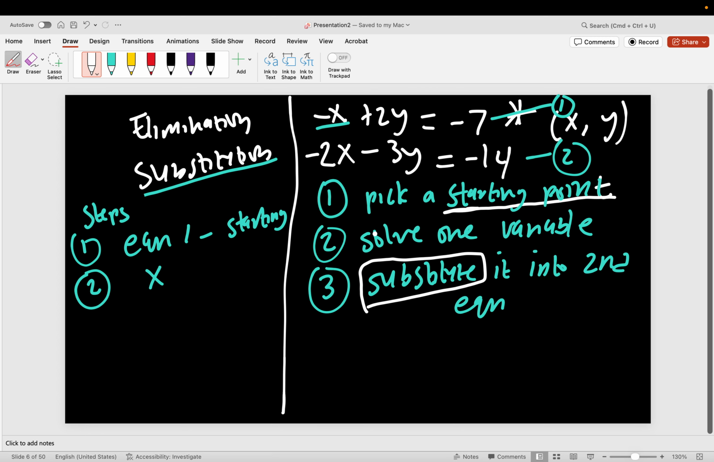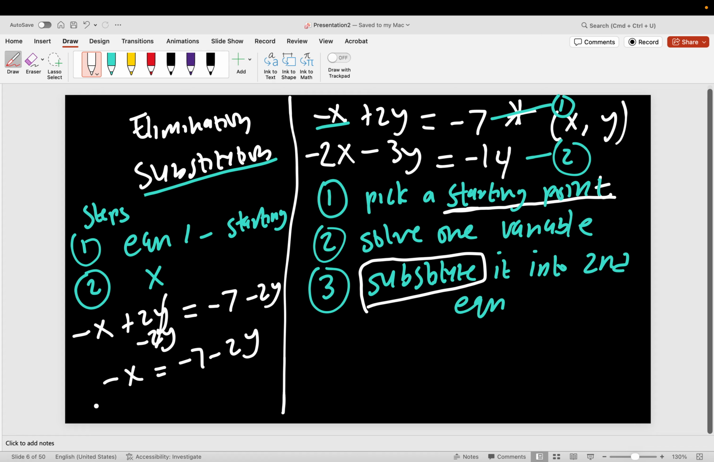Again, when you're picking your starting point, pick the one that's easier, and when you're picking the variable you want to solve for, pick the one that's easier. That helps reduce the chances of making a mistake. Okay, I want to solve for x, which means I only want x on this side, so everything else needs to be on the other side of the equation. The first thing I'm going to move is this 2y. I have to do the opposite of 2y, which is negative 2y, to both sides of my equation. So now negative x is negative 7 minus 2y.